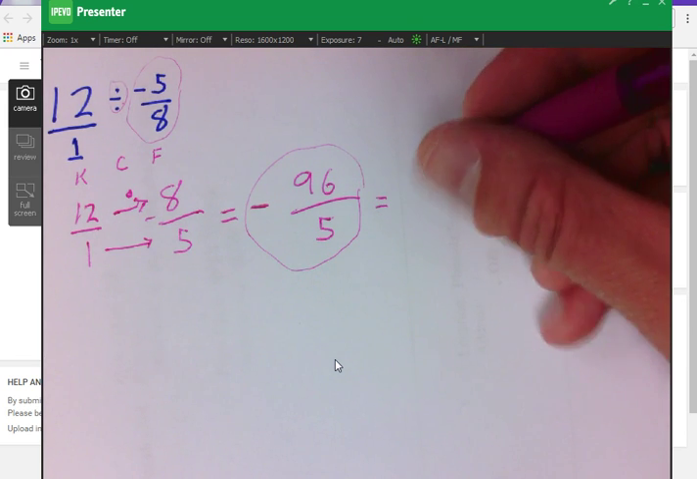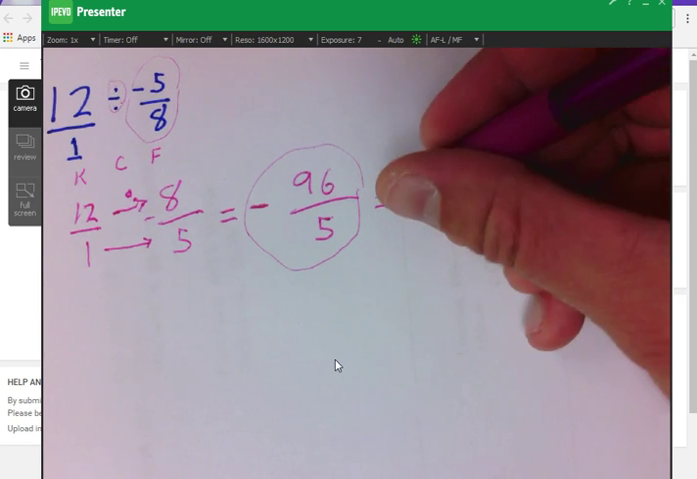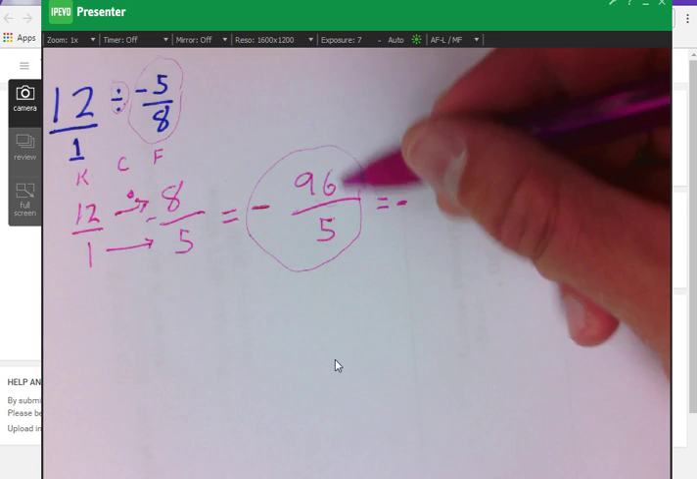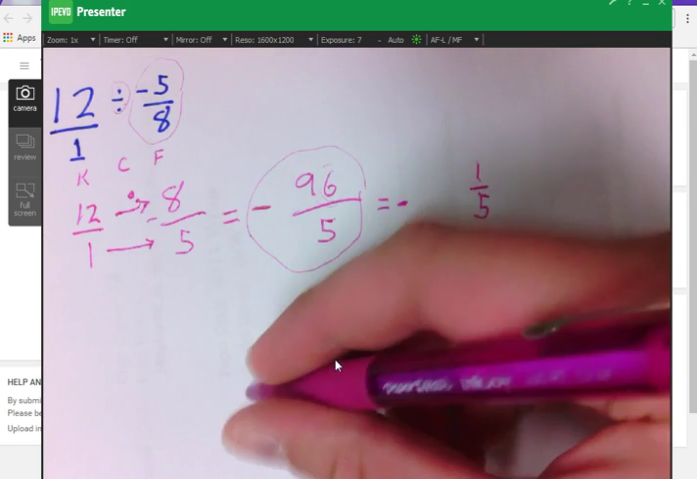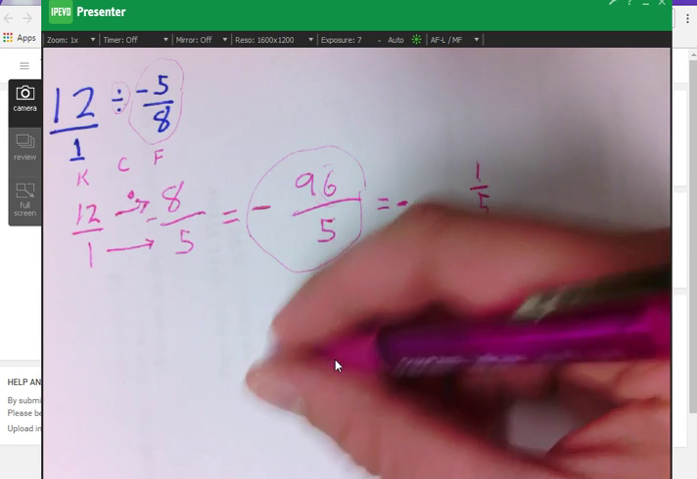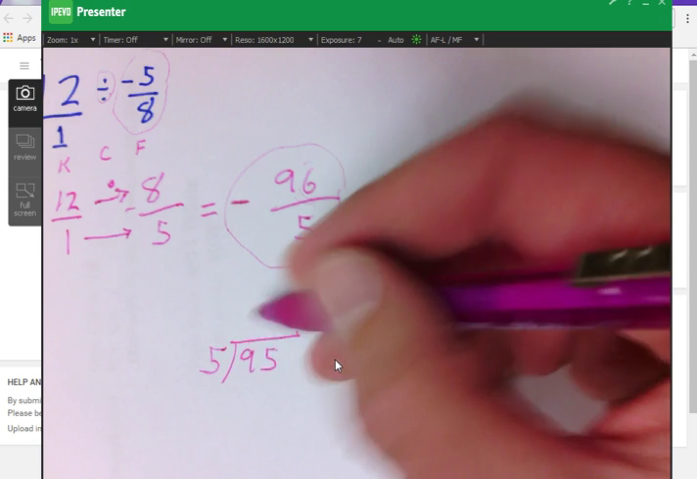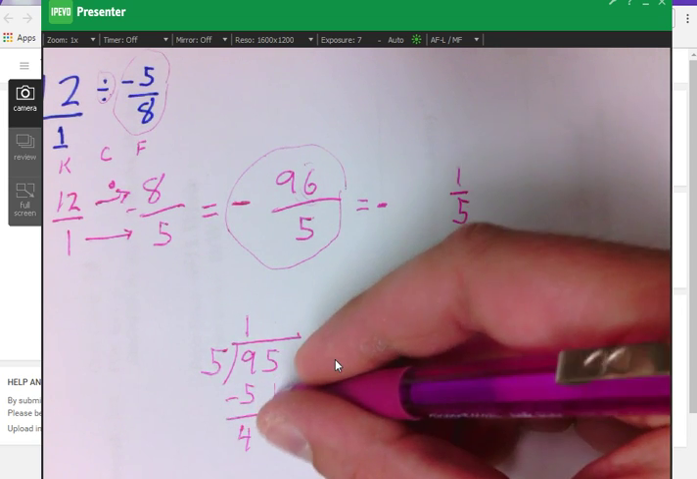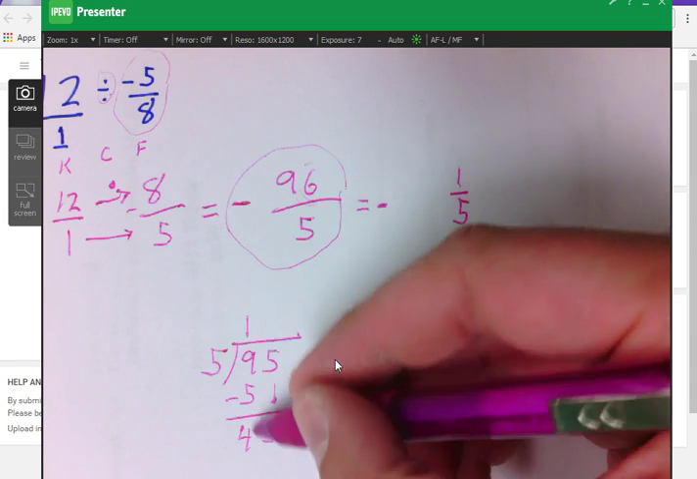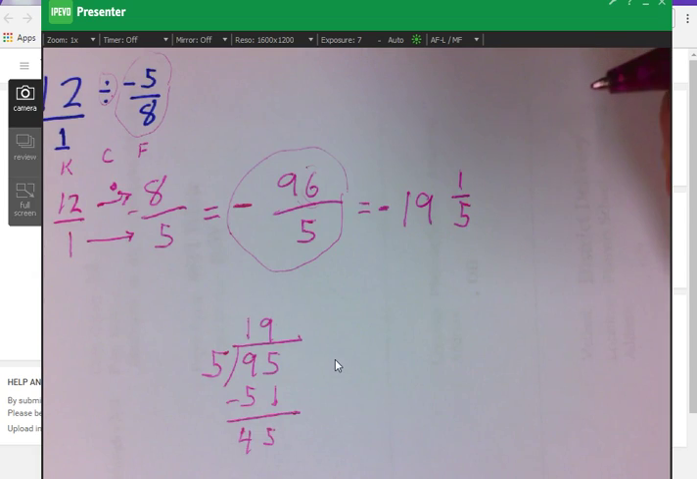So if I use the 95, I can already identify I'm going to have 1/5 left over, because if I use 95, I'll have one of these left. And then when I think about 95 divided by 5, how many 5s fit into 9? Well, 1. Bring down my 5. How many 5s fit in 45? 9. And I get negative 19 and 1/5.